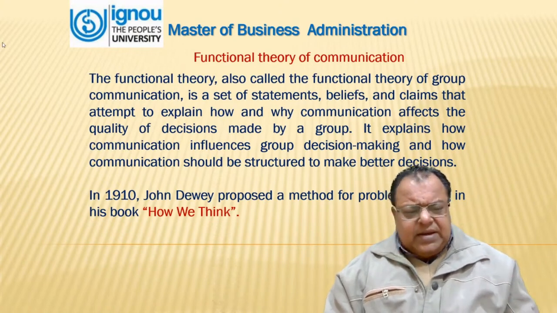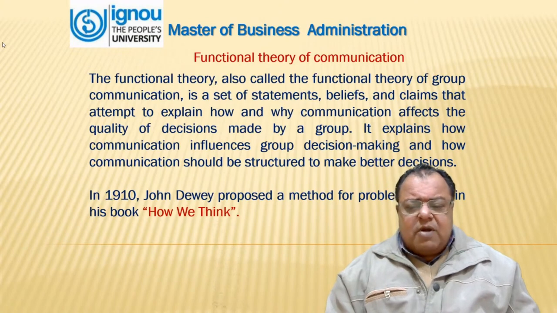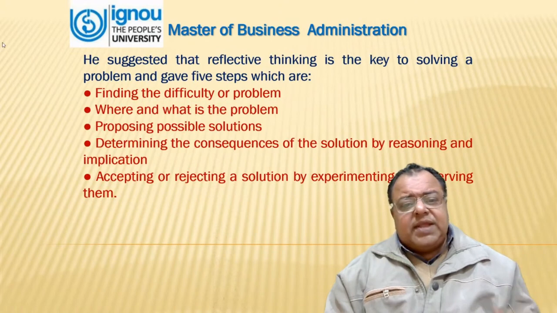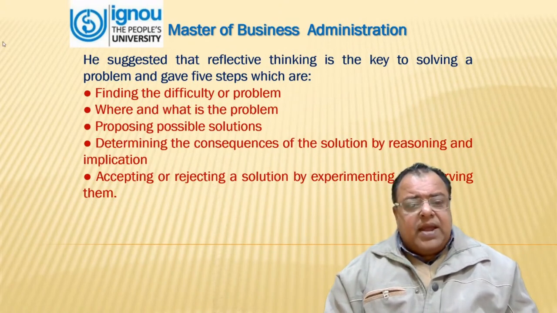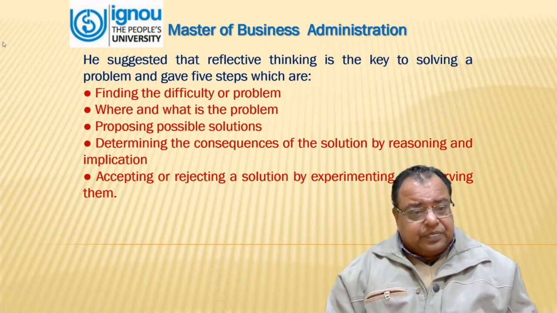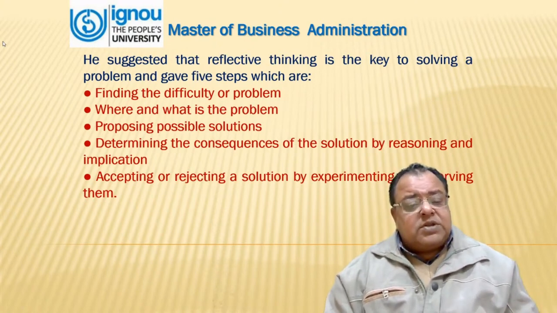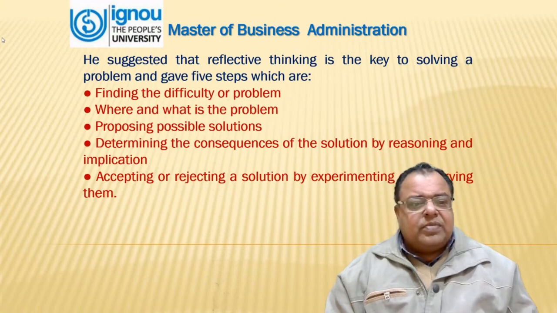In 1910, John Dewey proposed a method for problem solving in his book, How We Think. He suggested that reflective thinking is the key to solving a problem and gave five steps, which are finding the difficulty or problem, where and what is the problem, proposing possible solutions, determining the consequences of the solution by reasoning and implication, and accepting or rejecting a solution by experimenting or observing them.